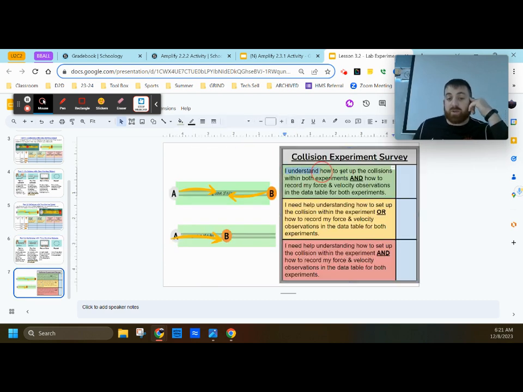So ask yourself, do you understand how to set up the collisions within both experiments and how to set up and record your force and velocity observations in the data table for both experiments? Go ahead and complete your survey. If you put your X in yellow or red, reach out. And as always, good luck.